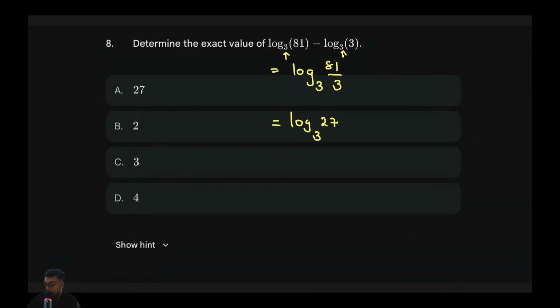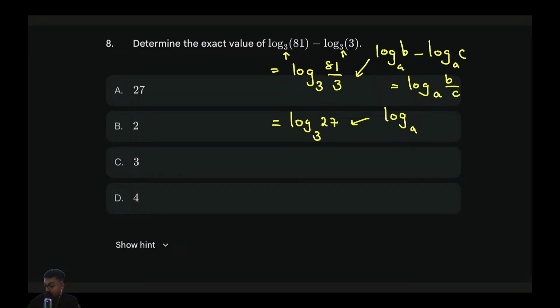So I'm using log base a of b minus log base a of c equal to log base a of b over c. For this case, I'm going to use log base a of a to the n equal to n. So in this case, we can use 27 equal to 3 cubed. So it's going to be 3 here, it represents n. So the answer is C. Okay. Thank you.